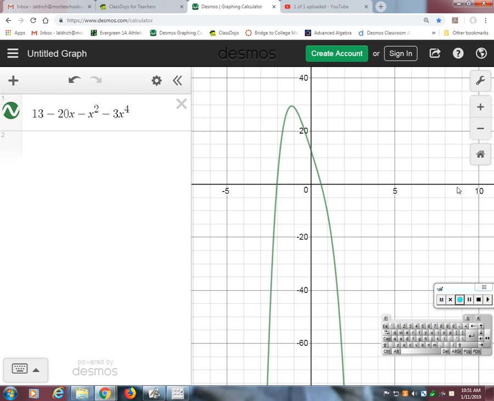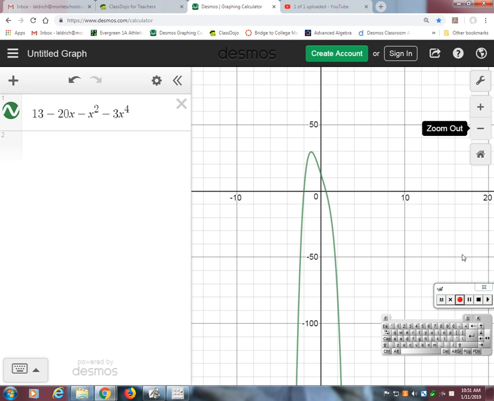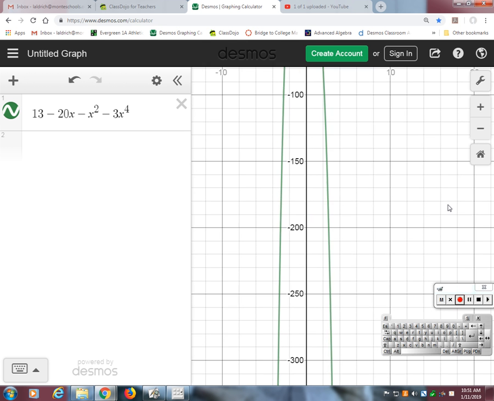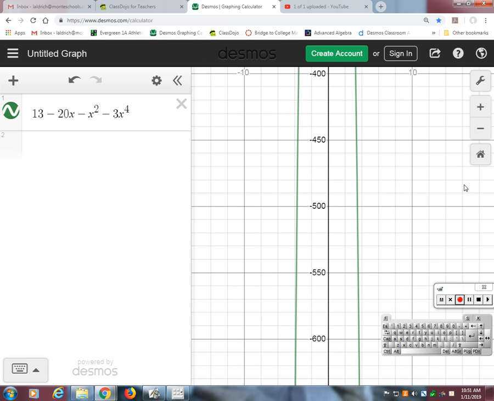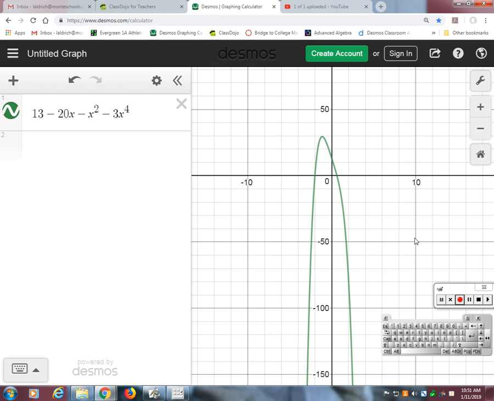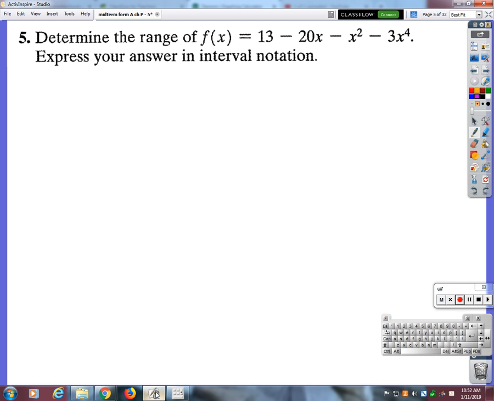So I tried to change the window so we could see this a little better. How low does this graph go? What's the lowest y value there? Negative infinity. It goes down forever. And what's the highest y value? 29.43. So that means the range is from negative infinity to 29.43.